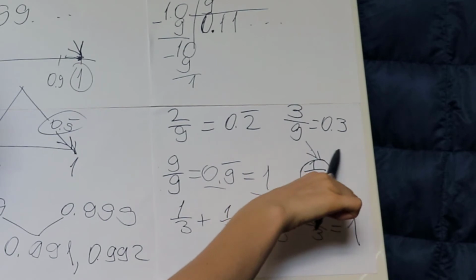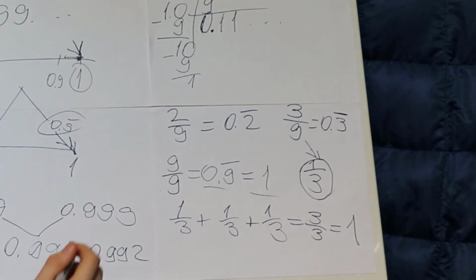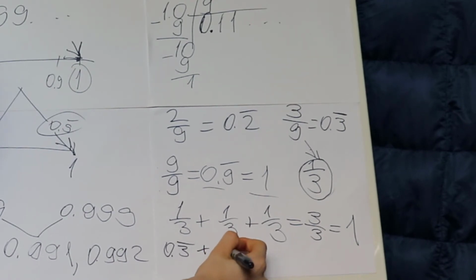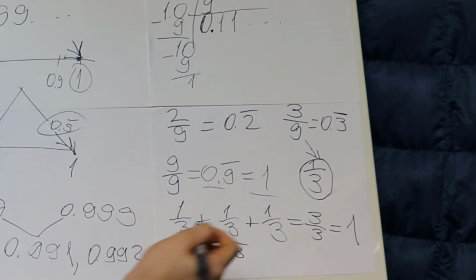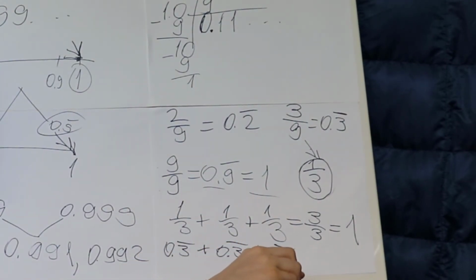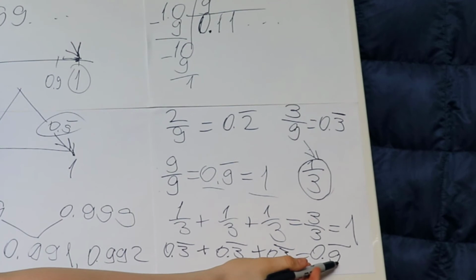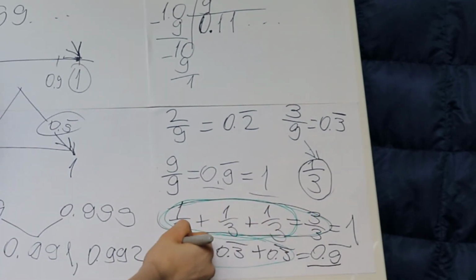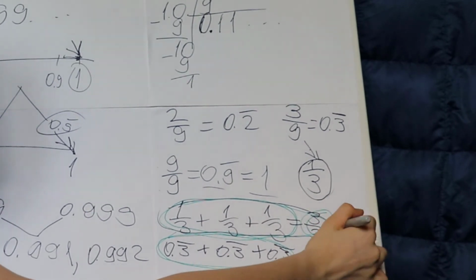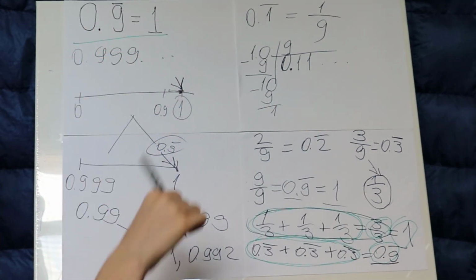But because of this principle, whoops, I forgot a repeating sign here. But because of this principle, we can write 0.3 repeating plus 0.3 repeating again plus 0.3 repeating, and 3 plus 3 plus 3 equals 9, right? So we get 0.9 repeating. If these two are equal, then these must also be equal. Therefore, we come back to 0.9 repeating equals 1.